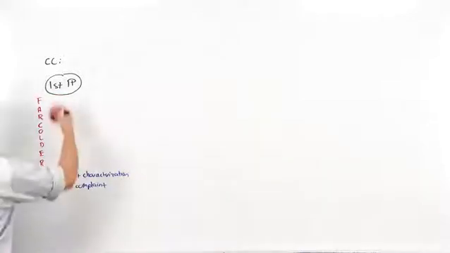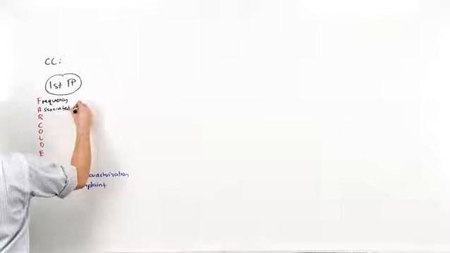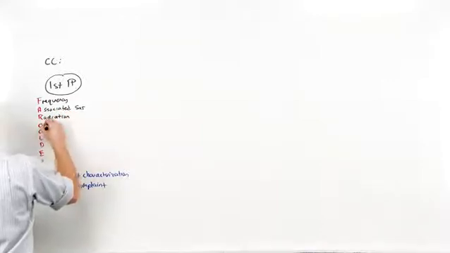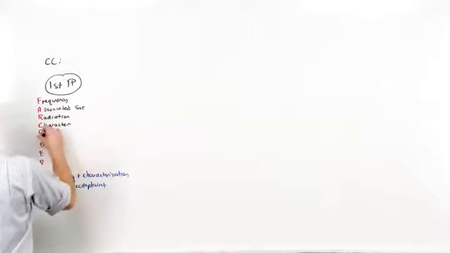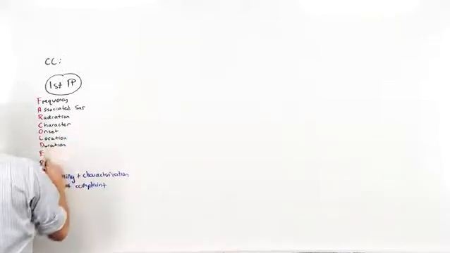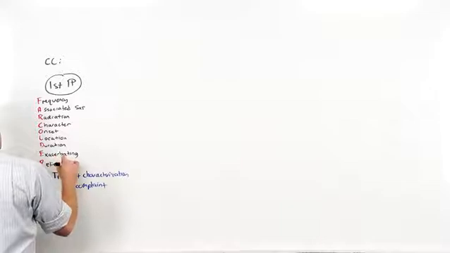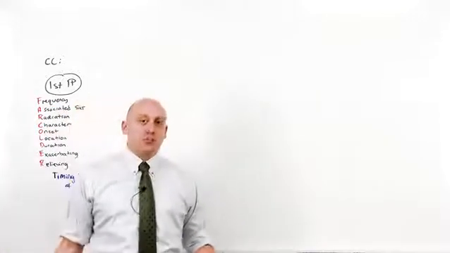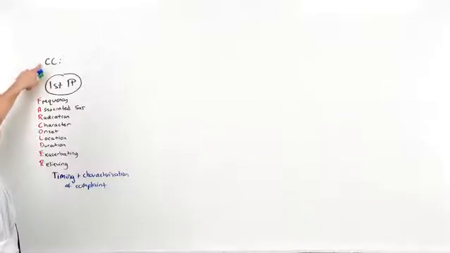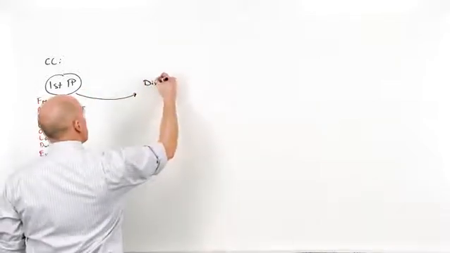Timing and characterization. FARCOLDER stands for frequency, A, associated symptoms, R, radiates, C, character or quality, O, onset, L, location, D, duration, E, exacerbating factors, and R, relieving factors. Now, of course, you're not going to ask the location of dyspnea. Right, but this is a mechanism for ensuring you get all the information you need from the patient about their chief complaint in order to pass that through your filter and develop the differential diagnosis.